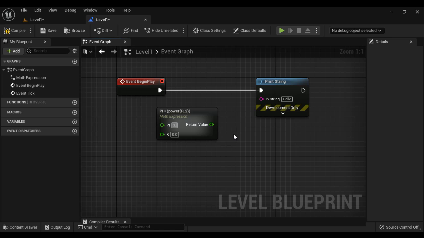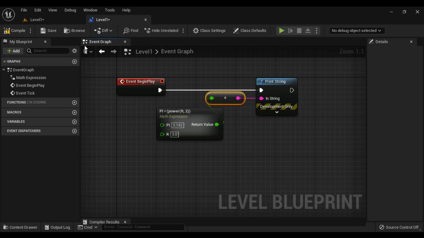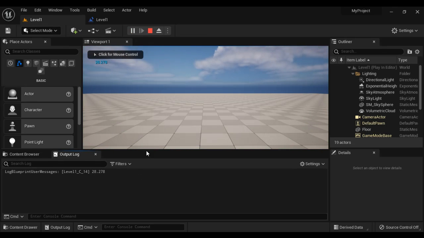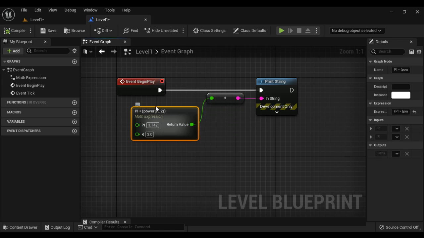And if I say a 3.142, and same I give 3 here, and I connect the pin over here, compile and save, come to level 1 and play. You see we got 28.278. That is the correct answer, guys. So you can definitely use your math functions inside the add math expression node.